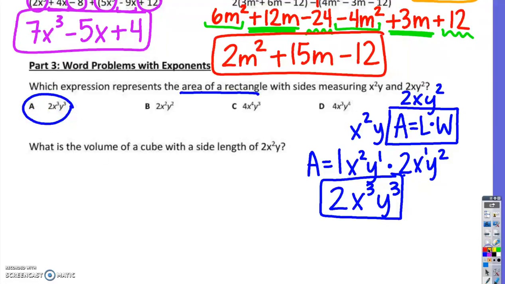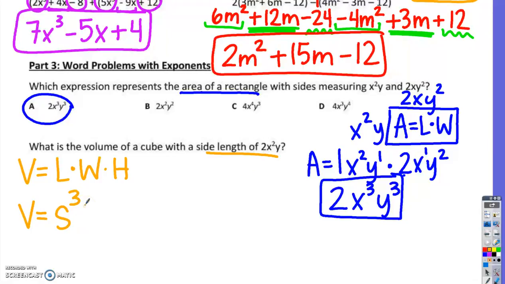Now on this next one, the volume of a cube. The cube has a side length of this. The volume for a cube or a prism, some people would say, is equal to length times width times height. That's fine and that'll work, but notice that with a cube, the length is the same as the width and the same as the height. For a cube, all the sides are the same.